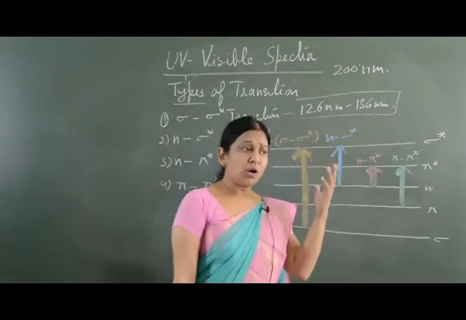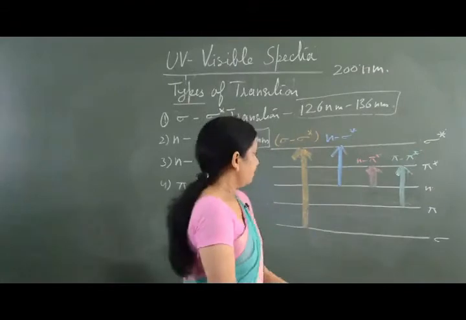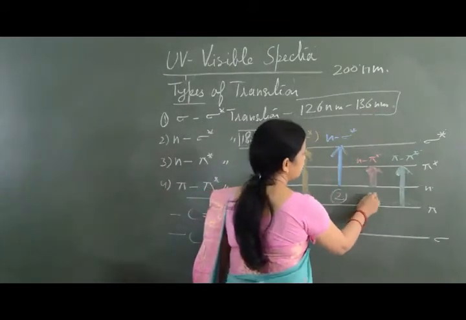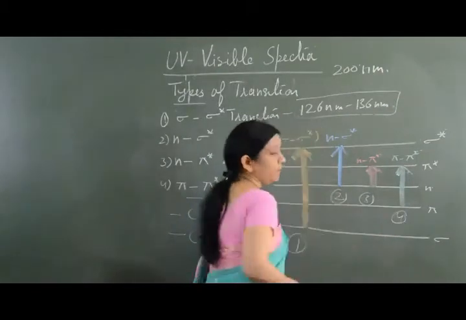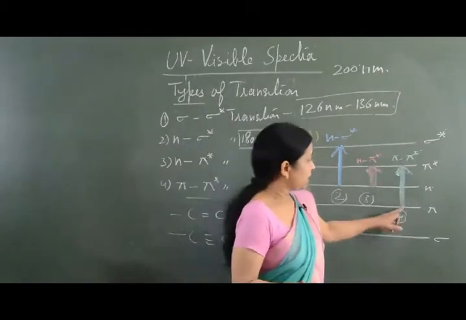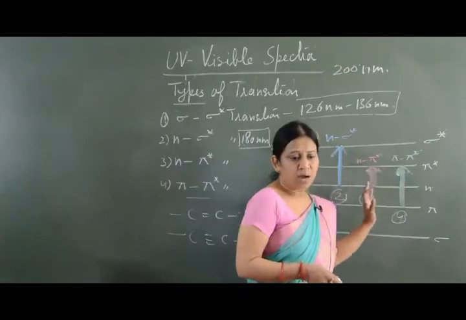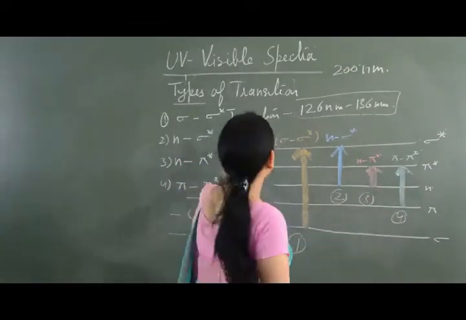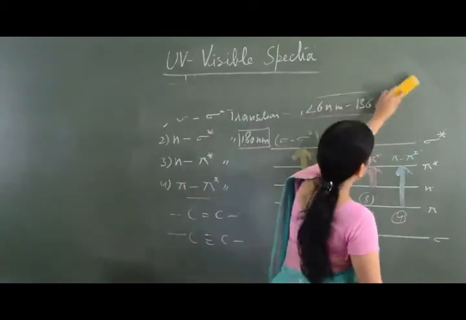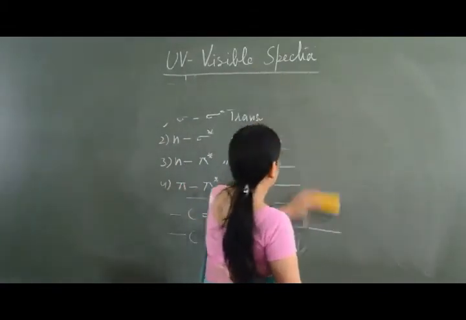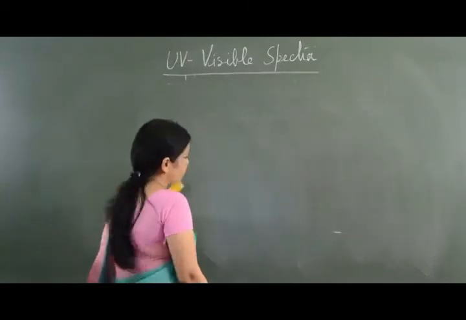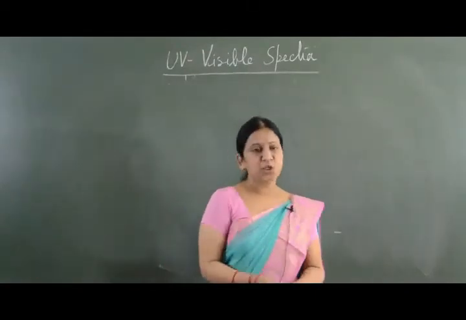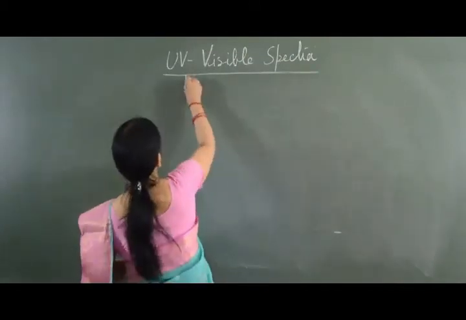If we talk in terms of energy, then this is of highest energy, then we have this, third is this, and fourth is this one. That is in terms of energy, because here the transition is between pi to pi star. So, this is all about the transitions in UV spectra. Now, with transition, we come to another important principle in UV spectra, which is the Franck-Condon principle.